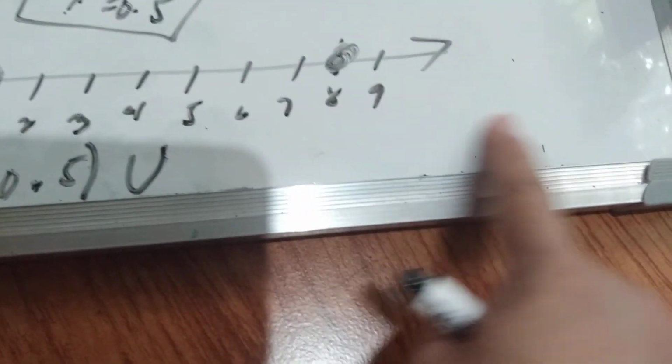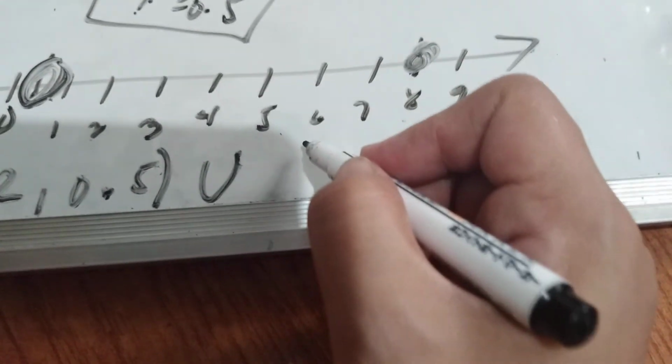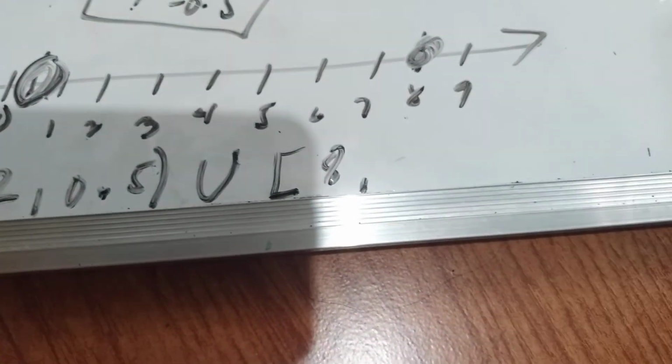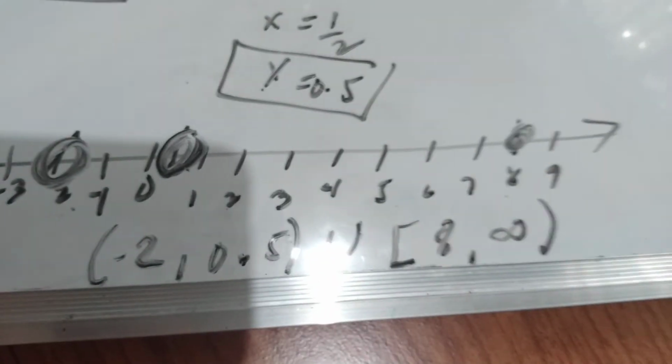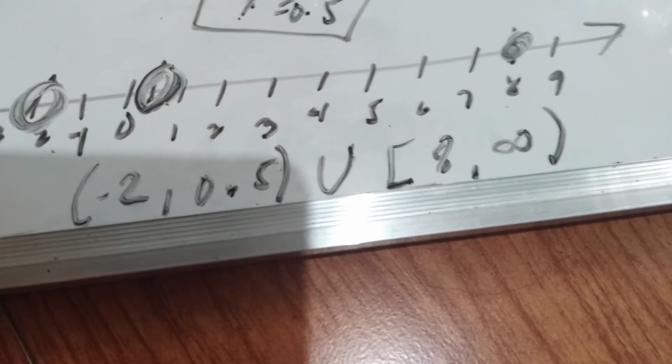So, nasan yung 9? Nandito siya. So, ibig sabihin, mula dito pa kanan is also a solution set. So, kung makikita nyo ang 8 ay kasali, so that is a bracket, 8, pagpapunta sa kanan, that is positive infinity, parenthesis. Pagpapunta naman sa kaliwa, that is negative infinity. Okay? So, that will be the solution set.